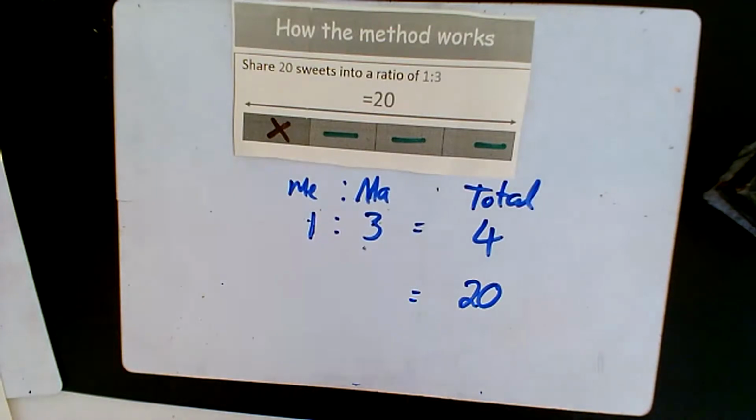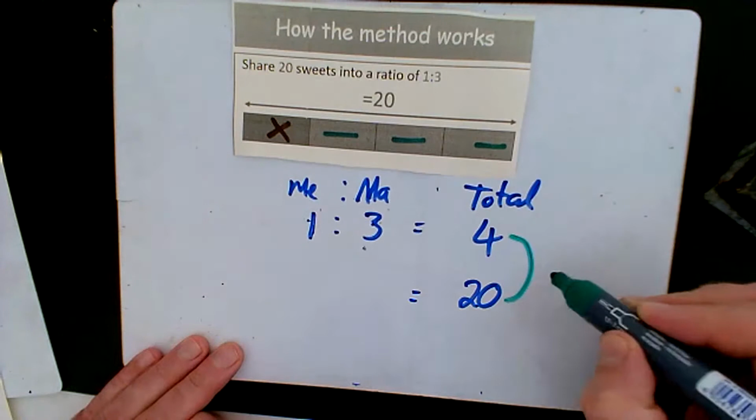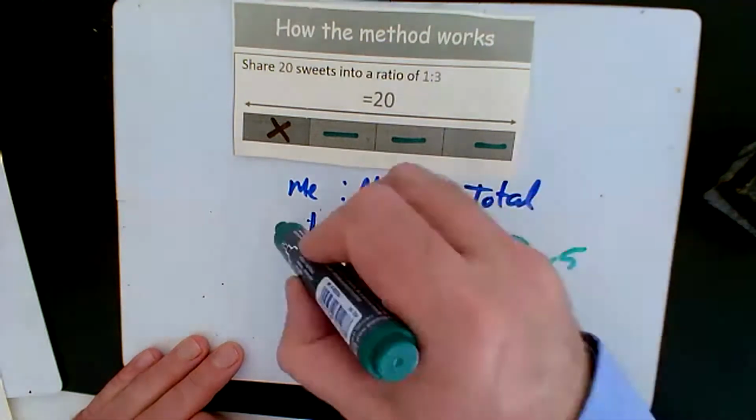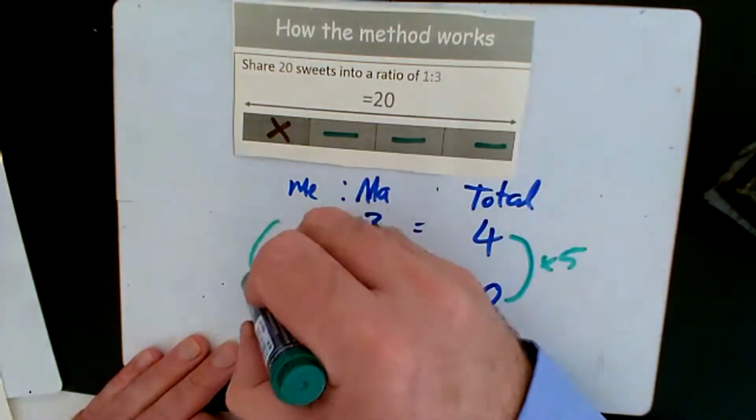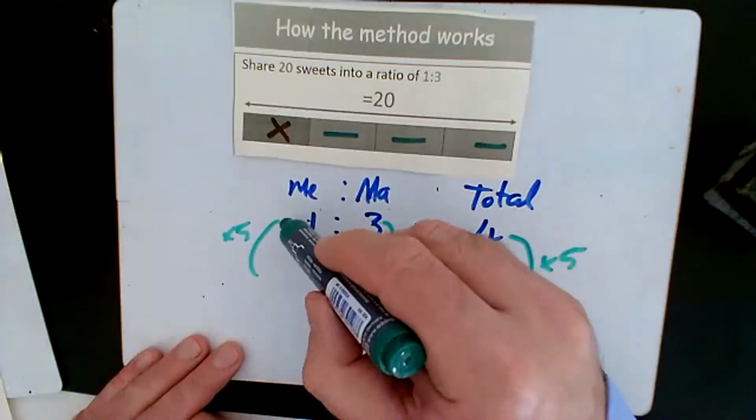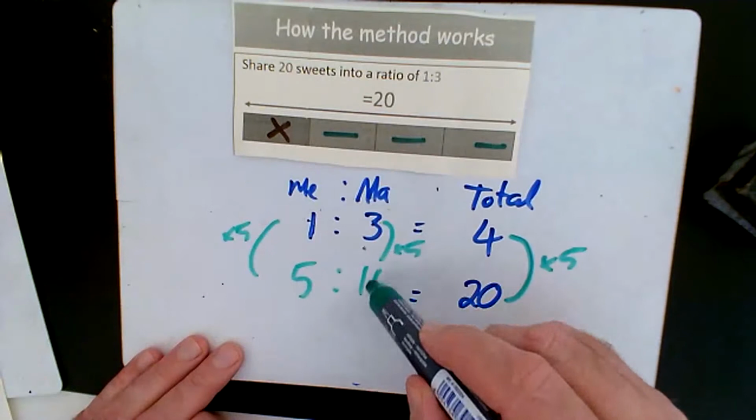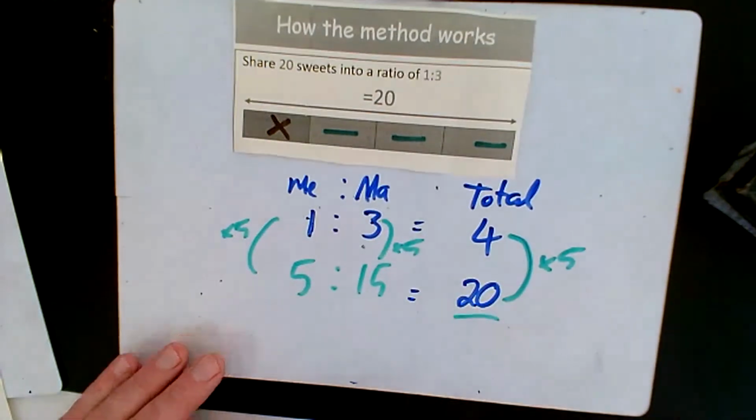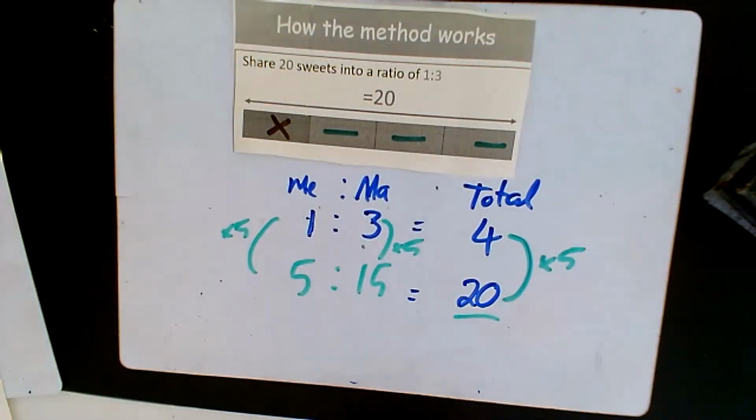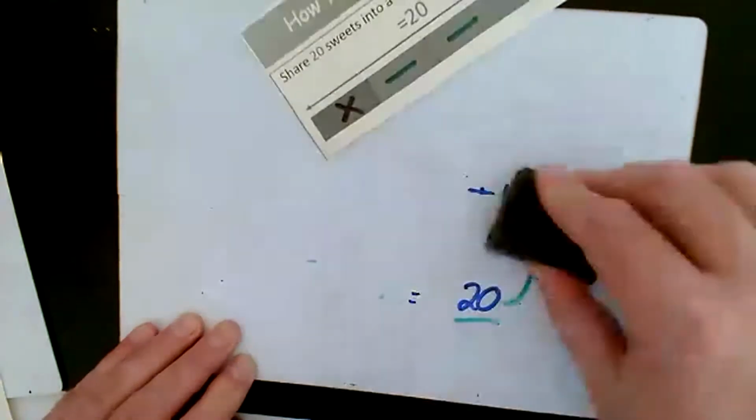So how am I getting from here to here? Timesing by 5. So I have to times by 5 and times by 5. 1 times 5 is 5, so I would get 5, and 3 times 5 is 15, so Marshall will get 15. And the total sweets is 20. So we'll do another one of those.